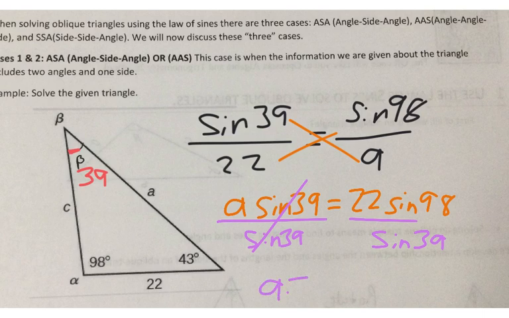So we're just going to type that in. Make sure it's in degrees. Mode, degree. Fraction 22 sine 98 over sine 39. I found A to be 34.618. Any questions there?